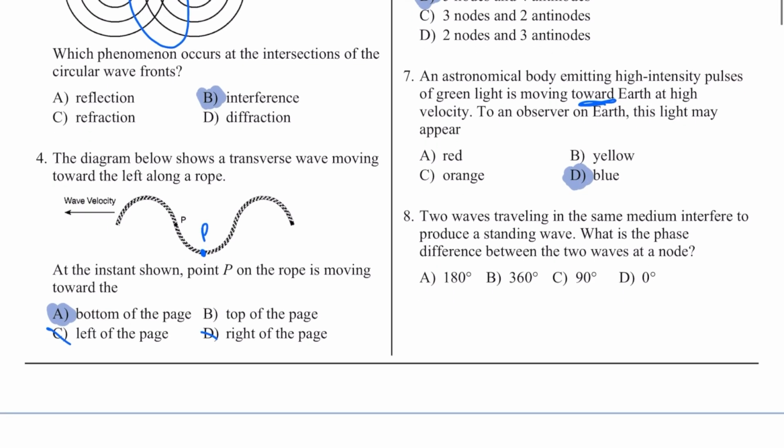Number 8, two waves traveling in the same medium interfere to produce a standing wave. What is the phase difference between the two waves at a node? So remember that a standing wave is produced when two waves have the same amplitude and frequency but are moving in opposite directions. And opposite direction equals 180-degree difference. So this is going to be choice A.